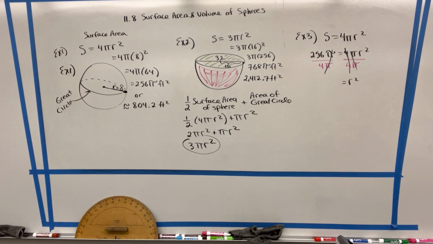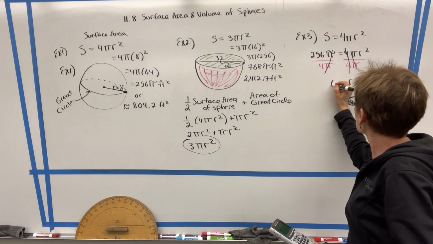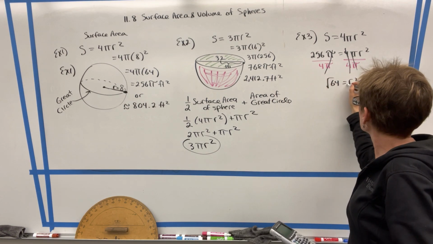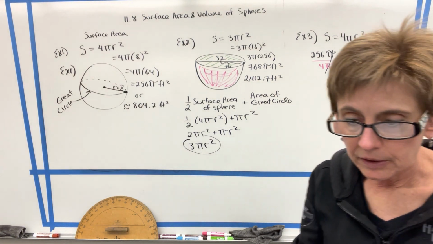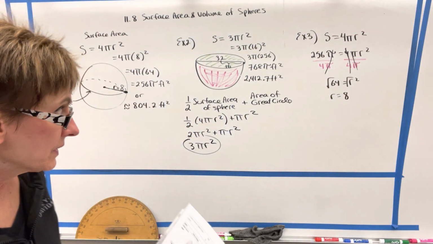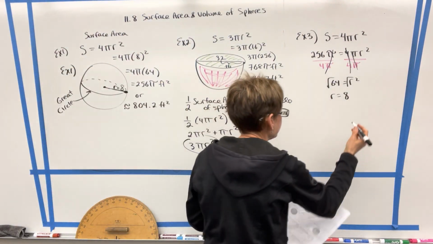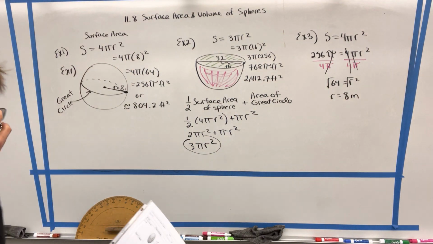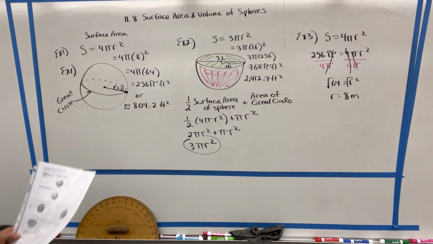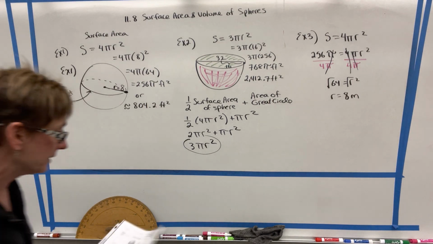Then when I take 256 divided by 4, I get 64, and I would square root each side and get that the radius was 8. So if this was, say, in meters or whatever, I would just say 8 meters, 8 centimeters, 8 feet, whatever your unit of measurement is. So that is how you deal with the surface area of a sphere.